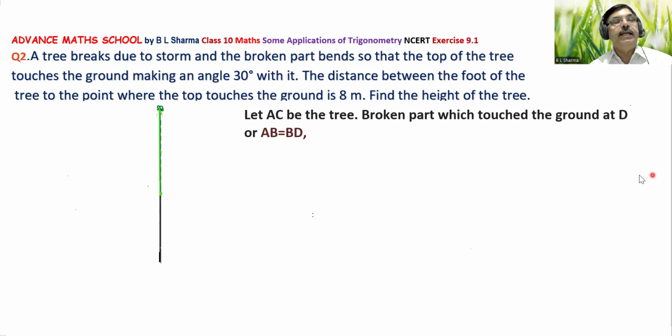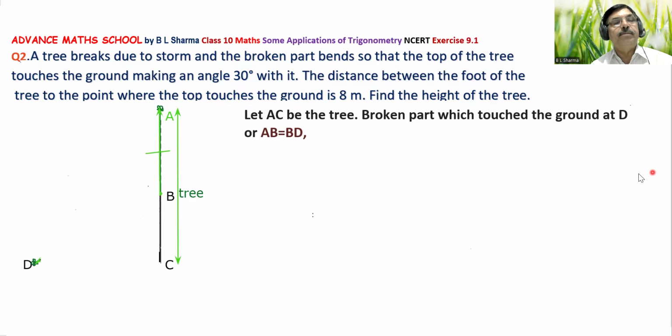See the figure. ये tree है आपका. AC be the tree. And due to storm, it breaks here at point B. And the broken part is bent down here. यहां से break होता है B पे. और ये जो broken part है, ये ट्री है.